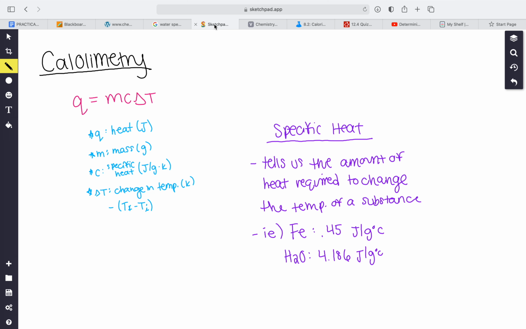Hello everyone, in this video we are going to be going over calorimetry, kind of just a basic review. This is another one of those topics that is kind of difficult to really understand and grasp the concept of it. The algebra and the math is fairly easy. There's not really much to worry about here.